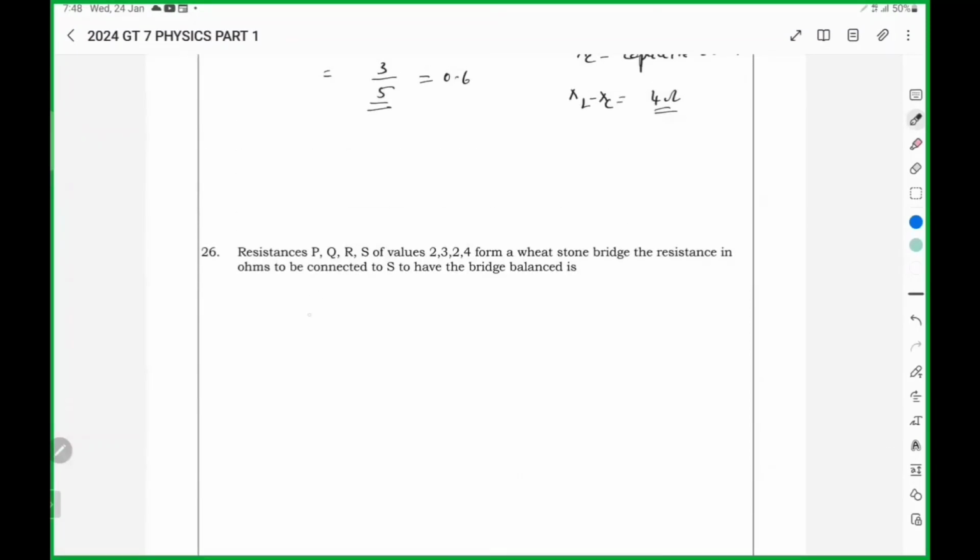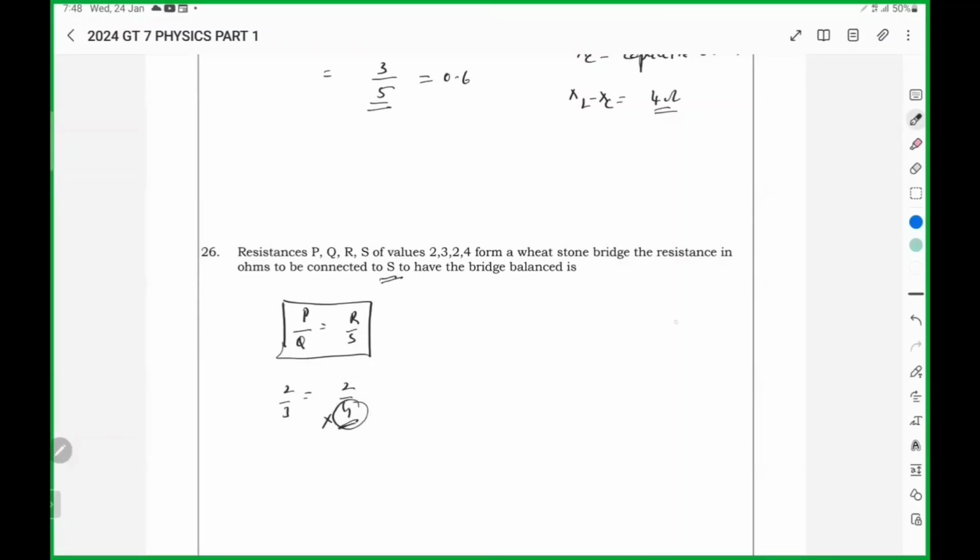So here the Wheatstone bridge is balanced when P by Q is R by S. This is a non-derivation. But here, the bridge is not balanced directly. So something has to be connected to S to balance the bridge. This should reduce to equate. If you add it in series, the denominator will increase.